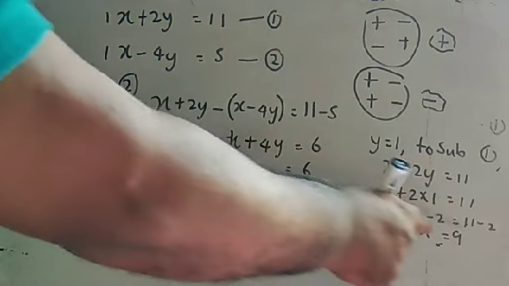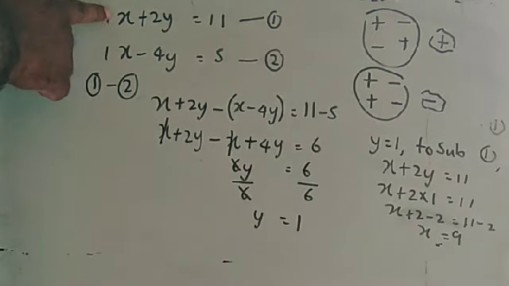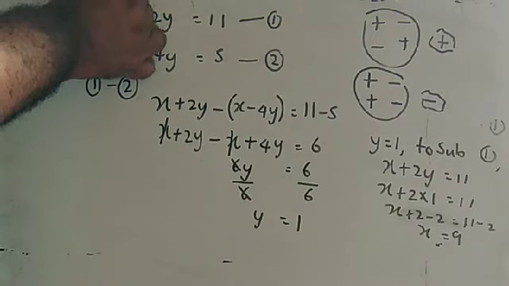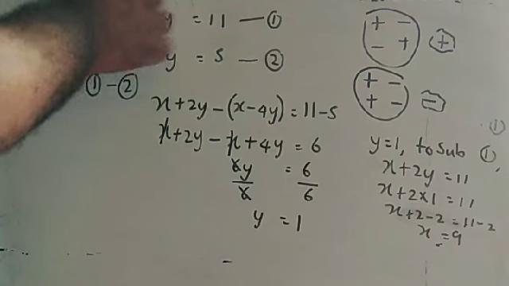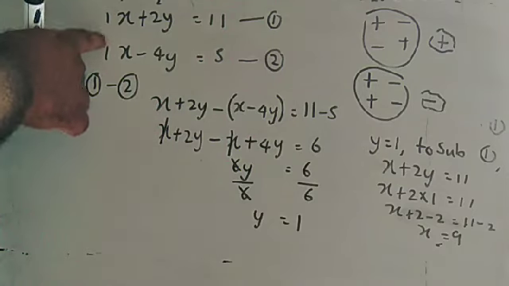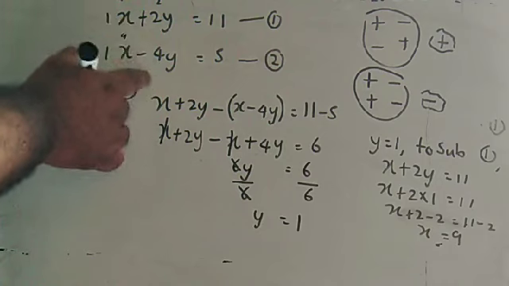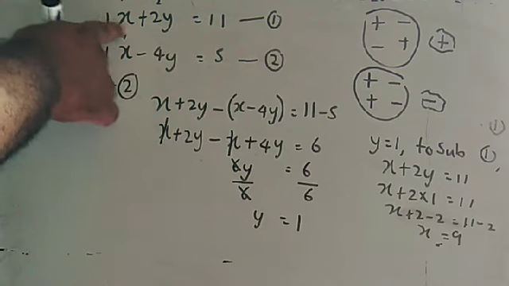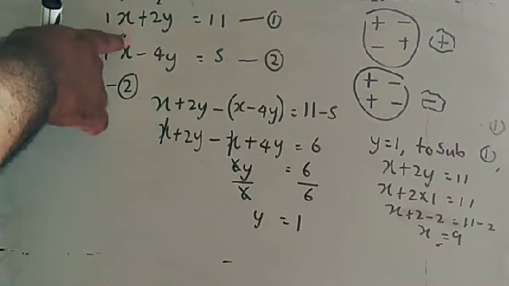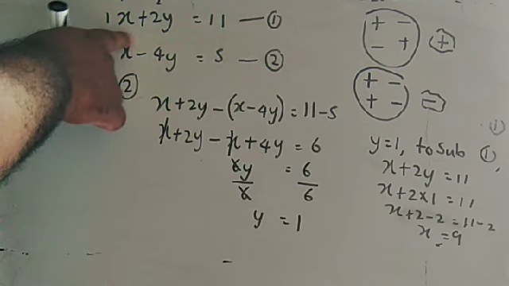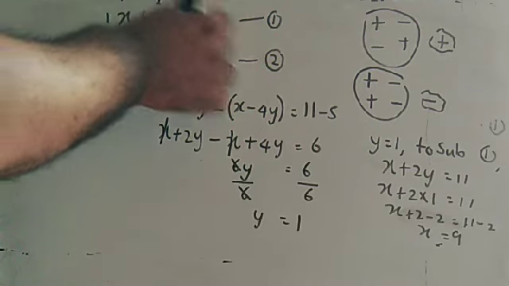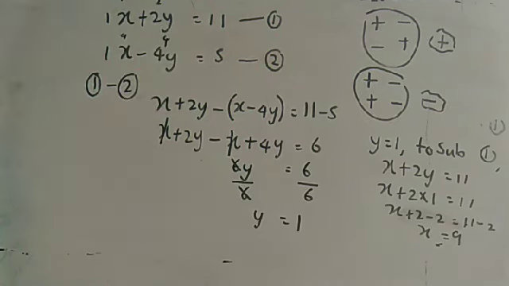Now y is 1, x is 9. Now let's check. x is 9, 2 into 1 is 2, 9 plus 2 is 11. x is 9, 4y is 4, 9 minus 4 is 5. Right, okay. I think you understand very well. Then can you complete at home?